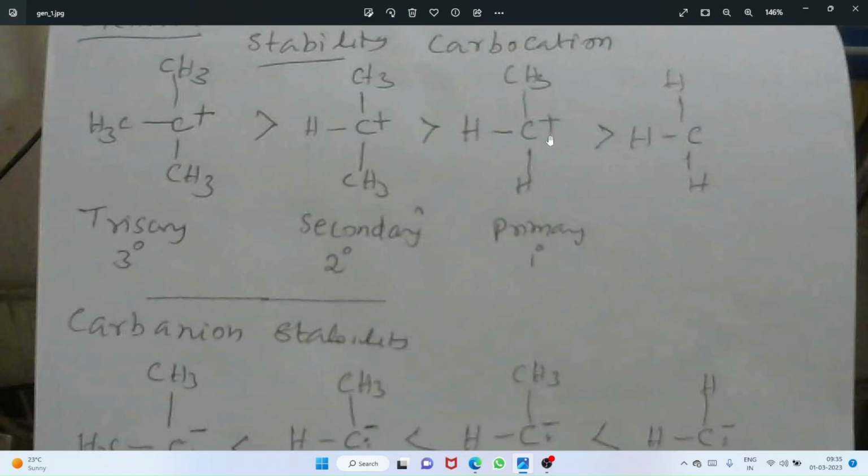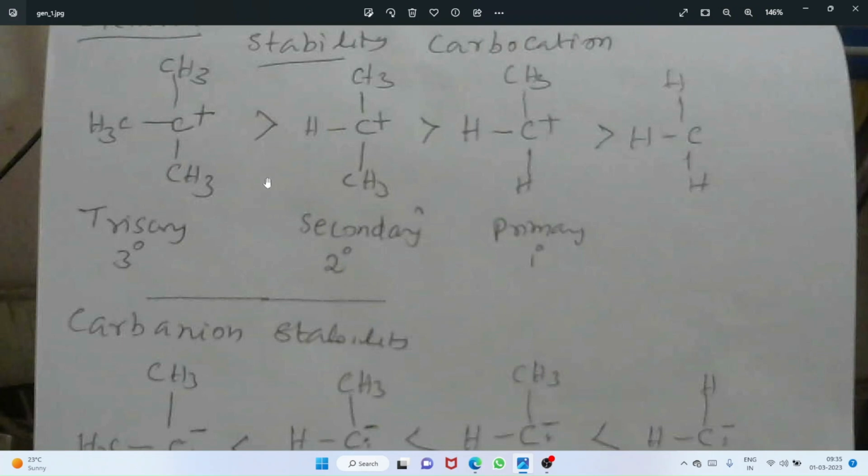Here only one methyl group is there. So this is more stable than this, and this is more stable than this. Look at these arrows I used: this stability is greater than this, and this is greater than this. When a carbon is attached to three carbons, it is a tertiary carbocation. This is secondary, with two carbons attached. This is primary. This is a carbocation.